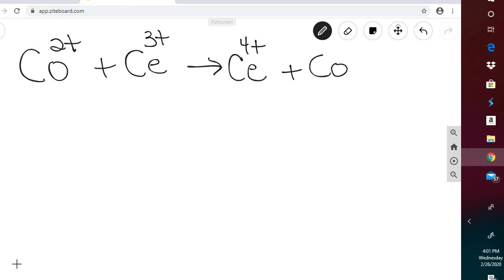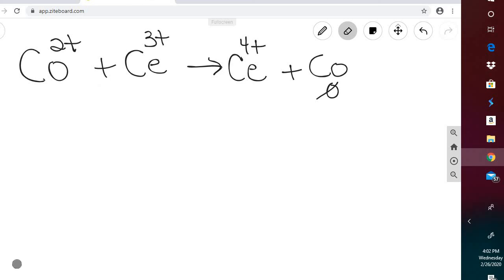Okay, so it's cobalt and cerium. Again, right now this equation is balanced with respect to atoms: one cobalt, one cerium, one cerium. But over here the total charge is +5, and over here, since this is 0, the total charge on this side is +4. So we need to balance the charges.